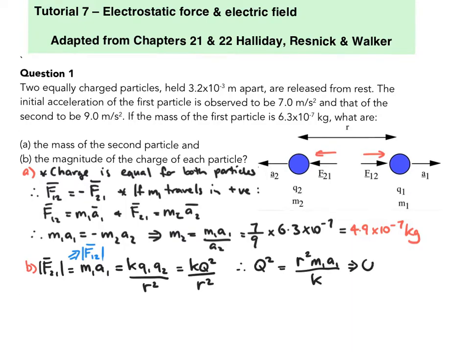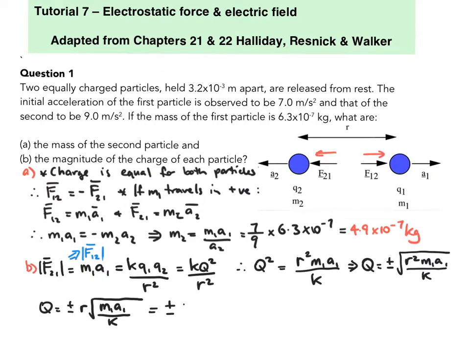Therefore, Q equals plus or minus the square root of R squared M1A1 on K. We get this plus or minus because it doesn't matter whether the charge is negative or positive. We're still going to get this electrostatic repulsion. So Q is plus or minus R, we can take that out of our square root, times the square root of M1A1 over K. Finally, we can now put in some values for this.